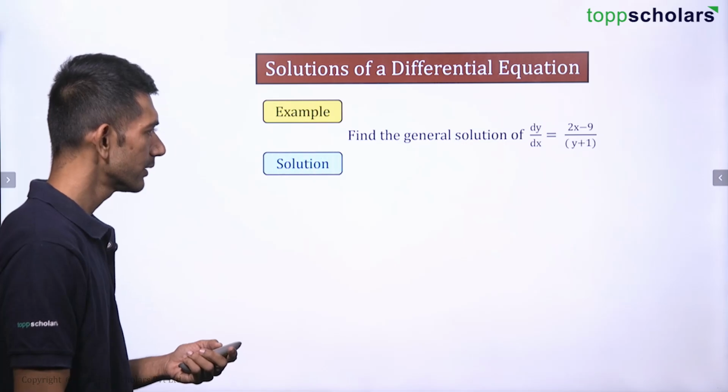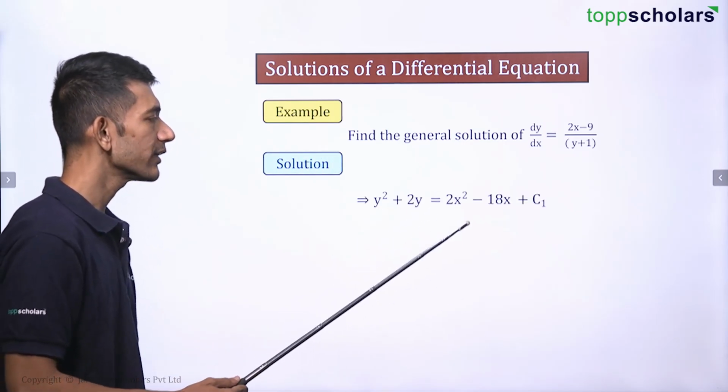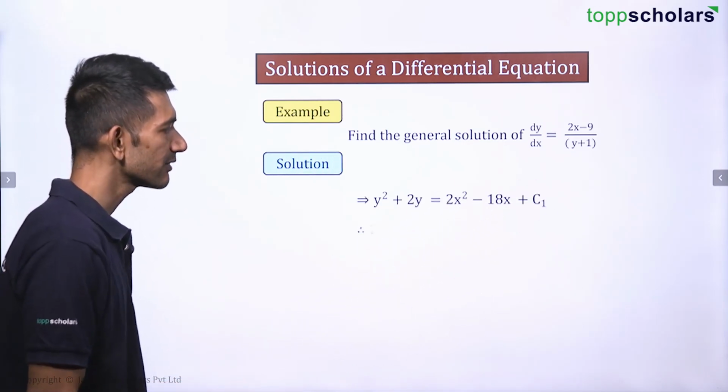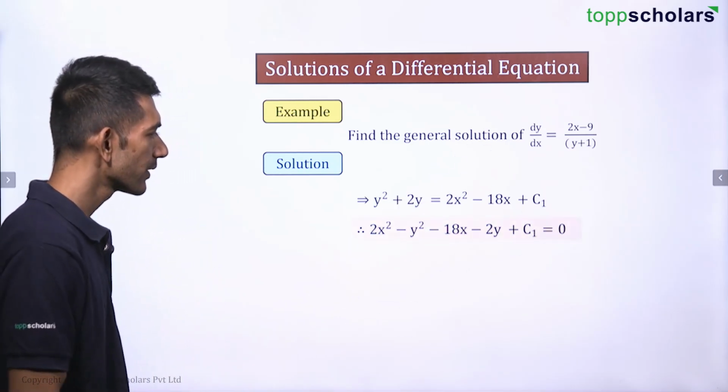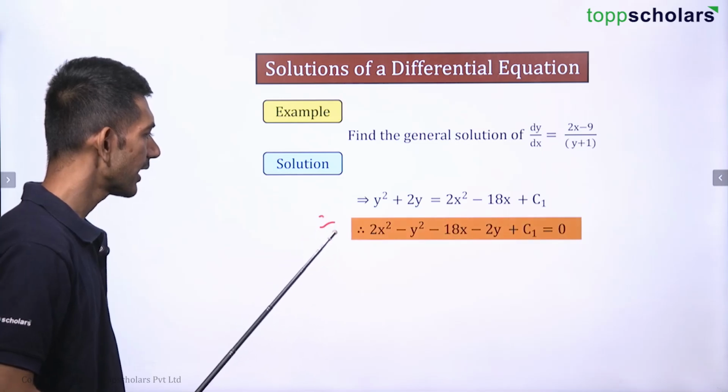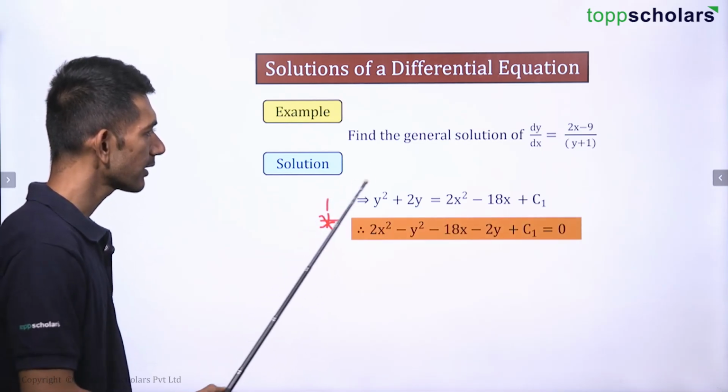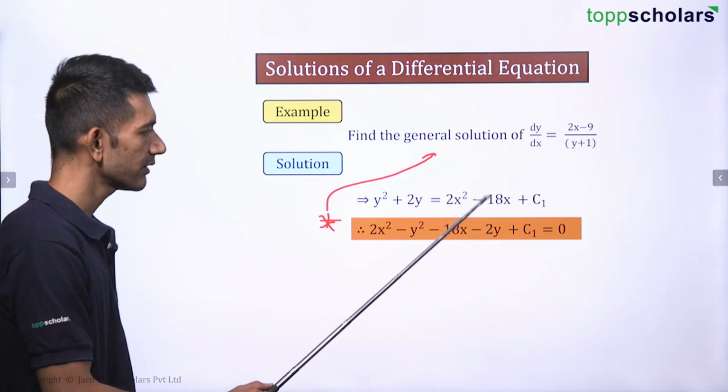What do we get? We get y squared plus 2y is equal to 2x squared minus 18x plus c1, right? So you can transpose all the terms to one side, equal to 0, and then this can be considered as your general solution, where c is the constant.